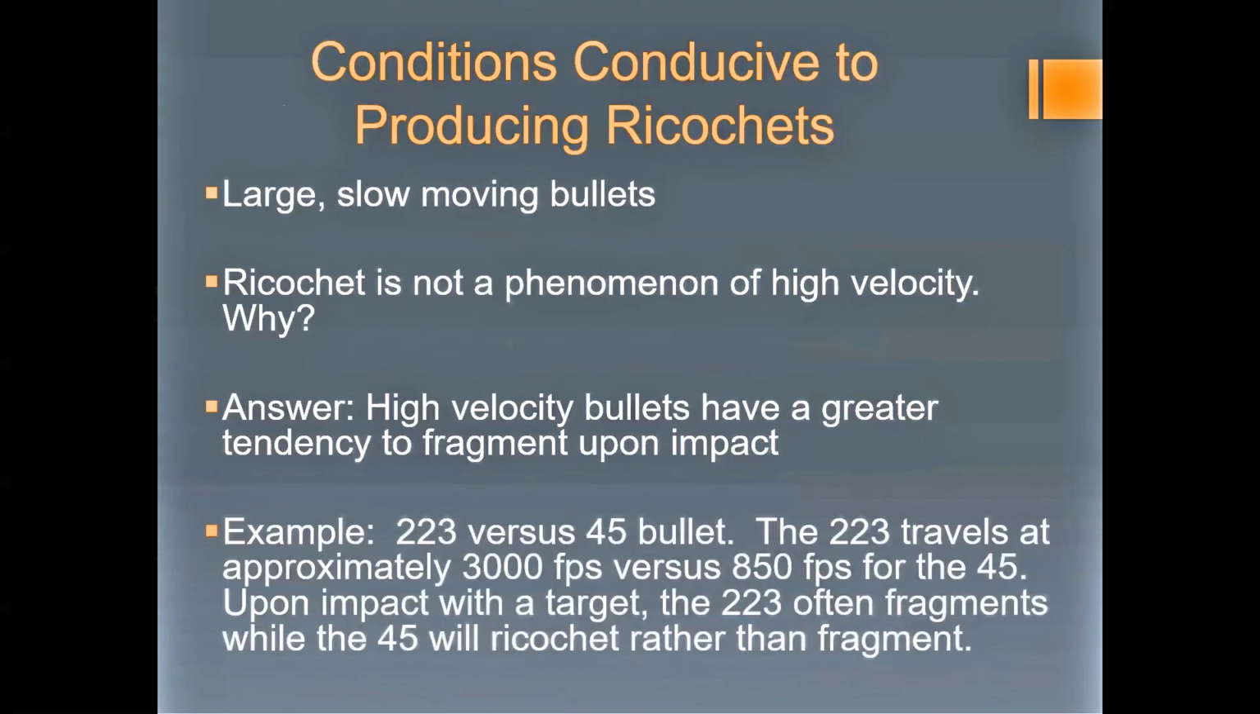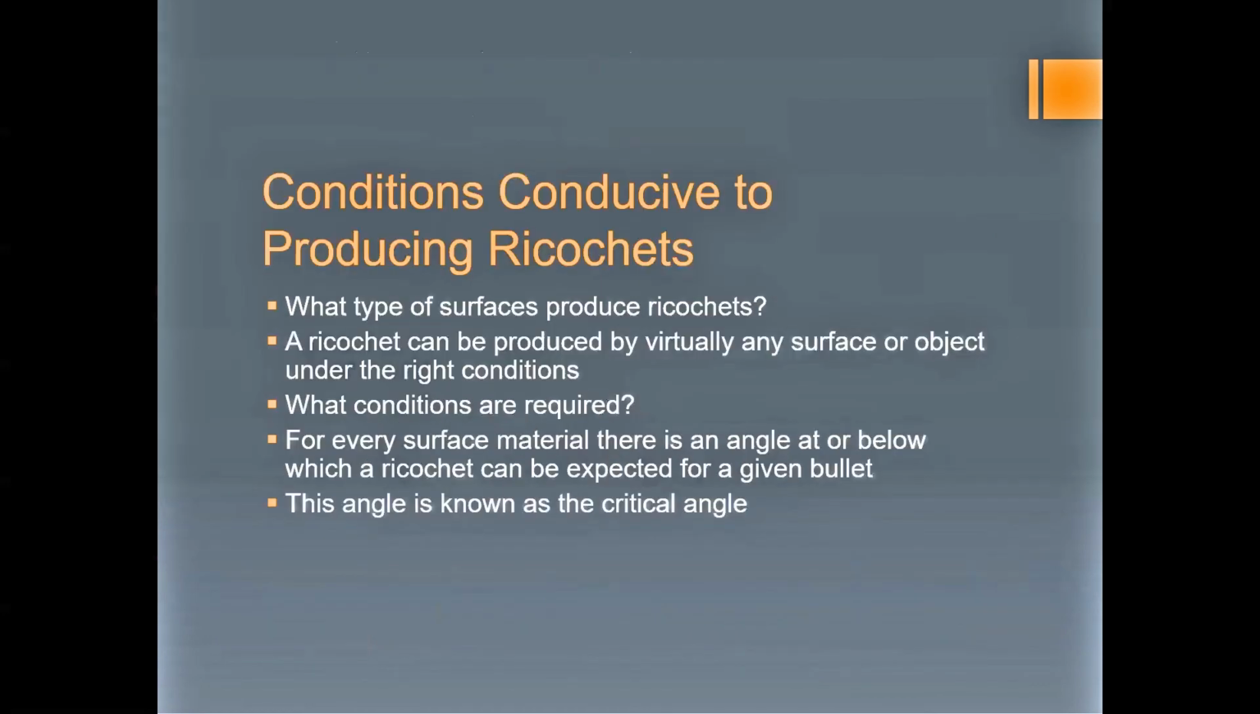So a 223 versus a 45: a 223 would be approximately 3,000 feet per second versus 850 feet per second for the 45. So upon impact with a target, the 223 often fragments while the 45 will ricochet rather than fragment.